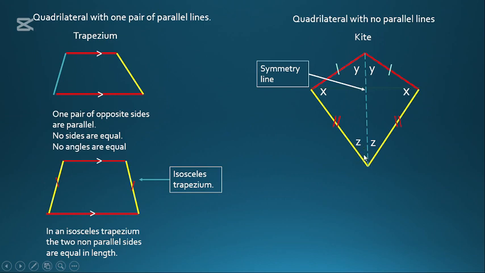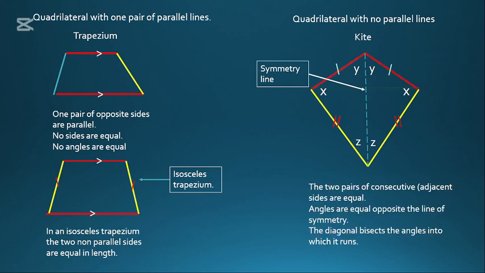Now this line also bisects this angle here, Z and Z, bisects that angle there. Right, and the two angles opposite the line of symmetry, they are equal. Let's go over that again. So we have two pairs of consecutive or adjacent sides, and they are equal.